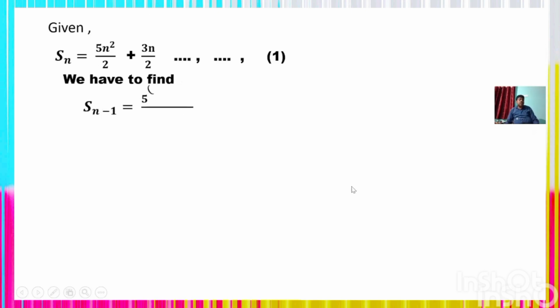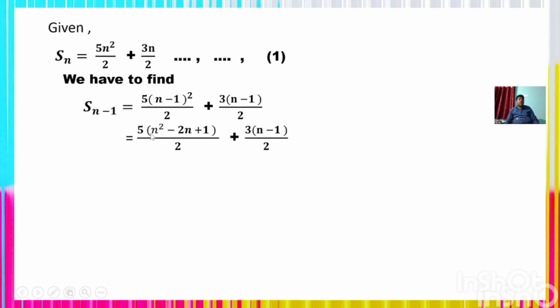So Sn is equal to 5n square by 2 plus 3n by 2, already given, and you have to find out Sn minus 1, which is 5 whole into n minus 1 whole square by 2 plus 3 whole into n minus 1 whole divided by 2. So n minus 1 whole square, we can use the identity: 5 whole into n square minus 2n plus 1 by 2 plus 3 whole into n minus 1 by 2. So it will be 5 whole into n square minus 2n plus 1 plus 3 whole into n minus 1 by 2 after taking the LCM.